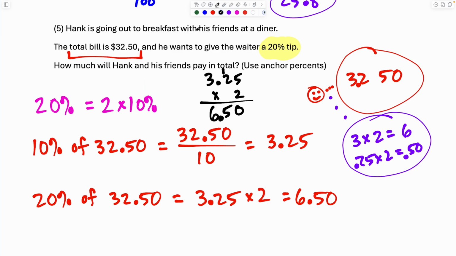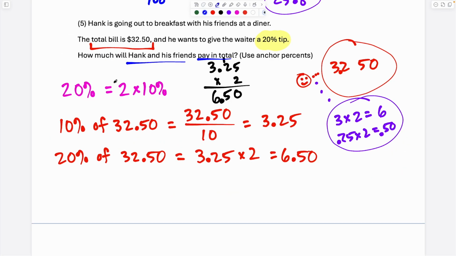However, the question is asking, how much will Hank and his friends pay in total? So now what we have to do is add the total bill and the tip. So here we take the total bill now. So we have over here, I'm going to say $32.50.